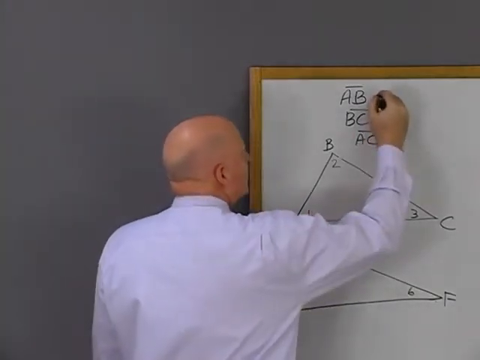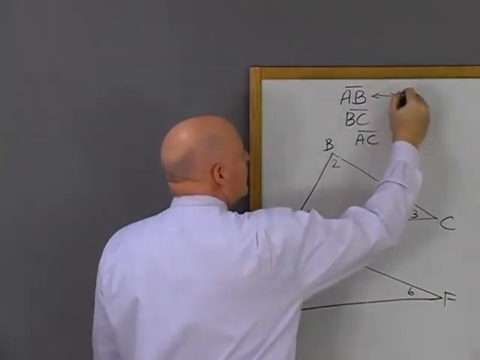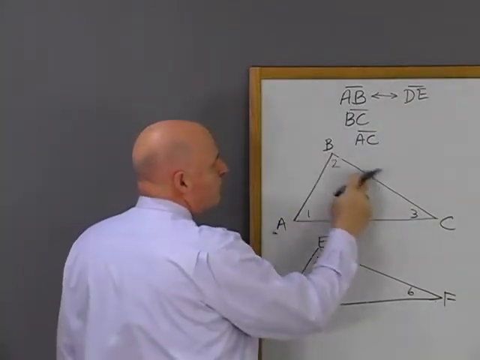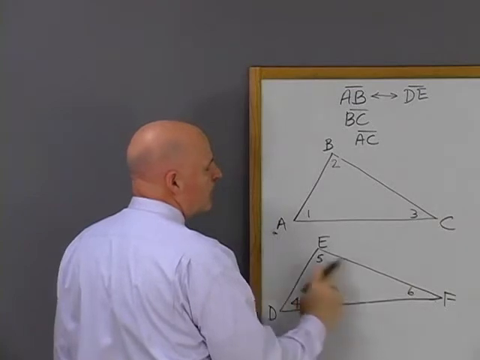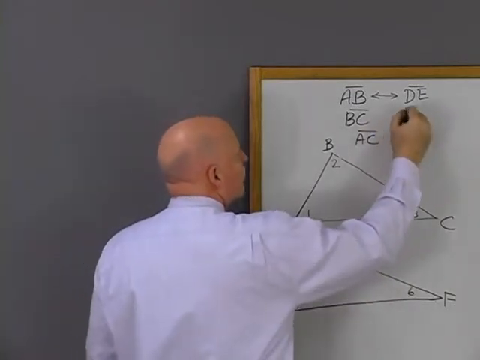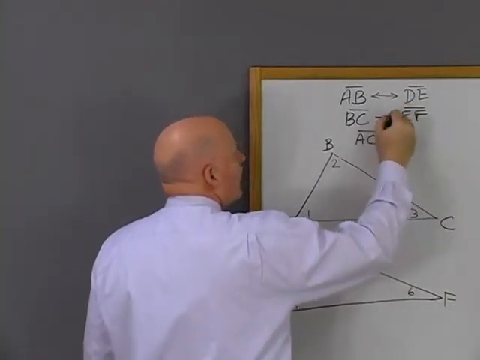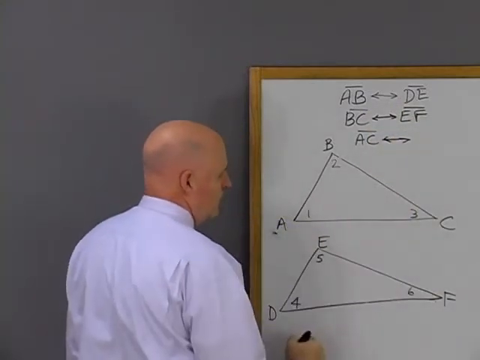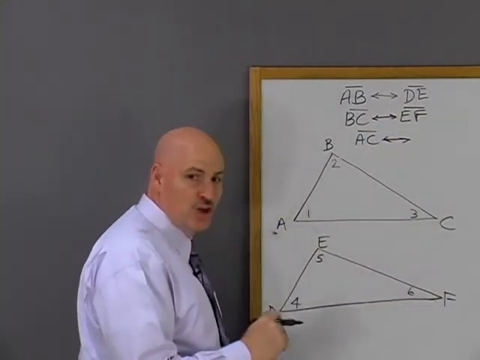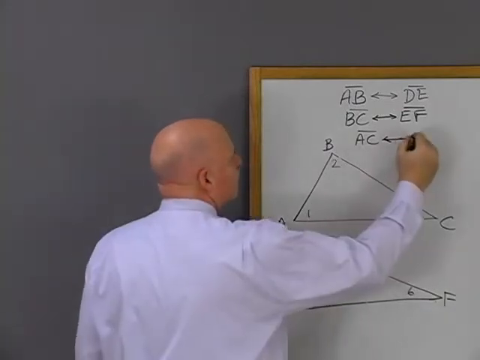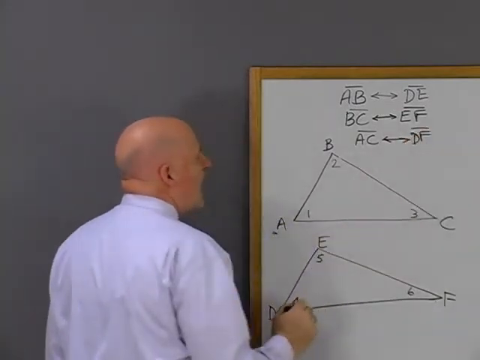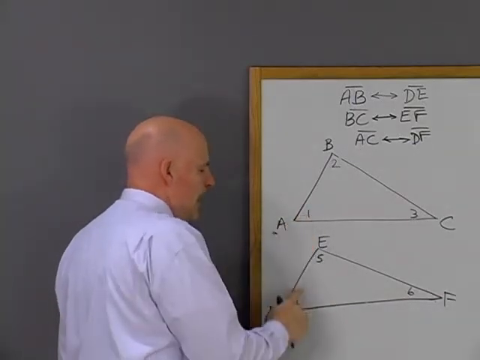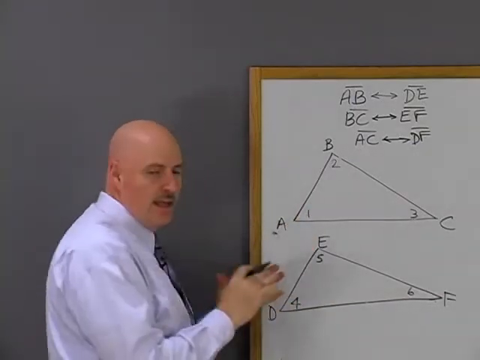Which line segment corresponds to that? So we're going to put little arrows to mean that they correspond. Which corresponds to BC? Which line segment down here? EF. And which corresponds to AC? DF. And it's good to go in the same direction if you can. Which angle corresponds to angle 1? Angle 4. And the list goes on.